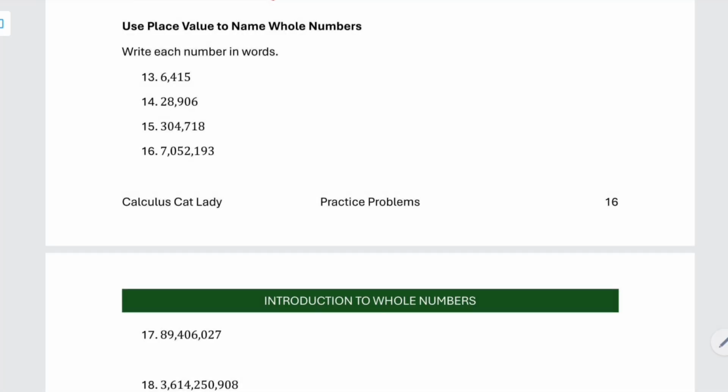Use place value to name whole numbers. Write each number in words. So for number 13, we have 6,000, comma. Remember, the commas go in the same place in the words as they do in the numbers.